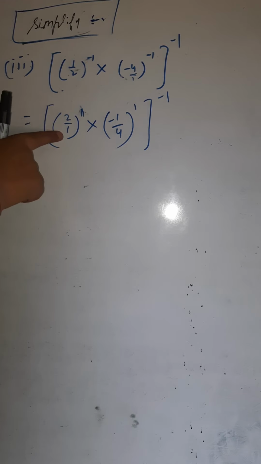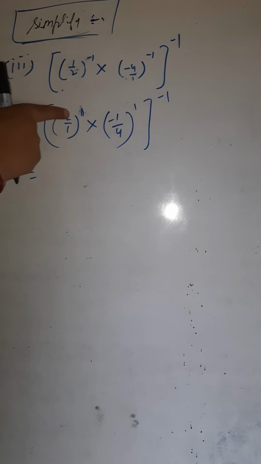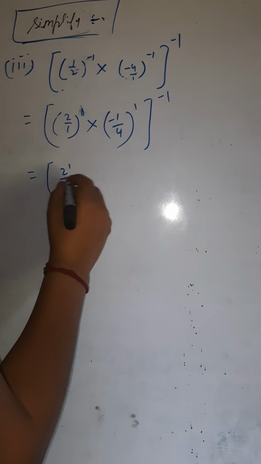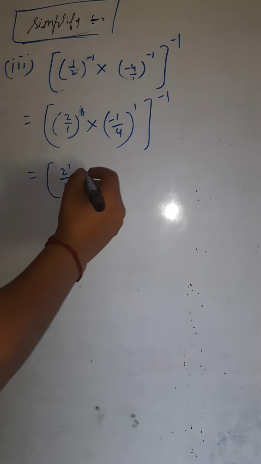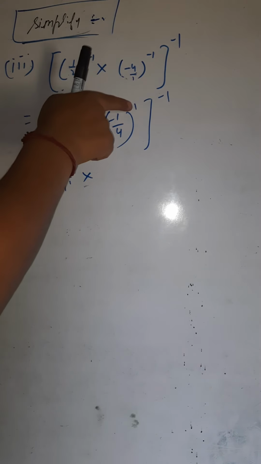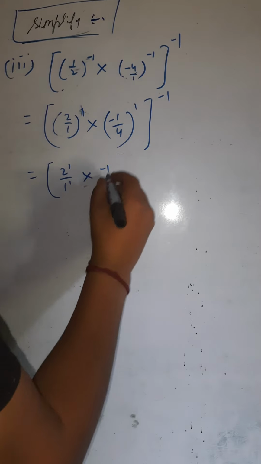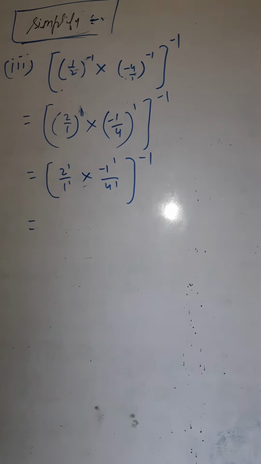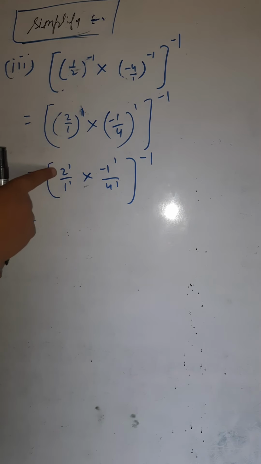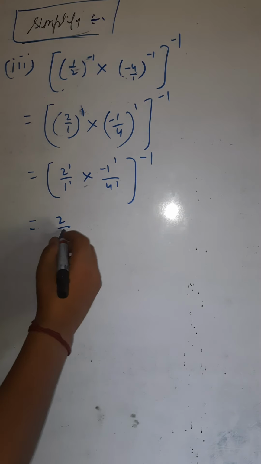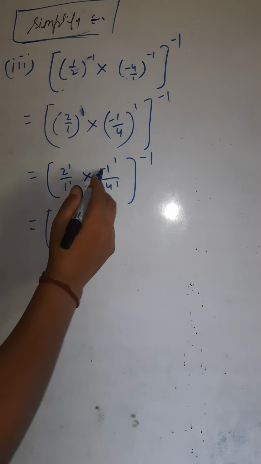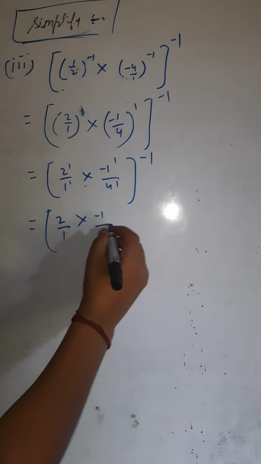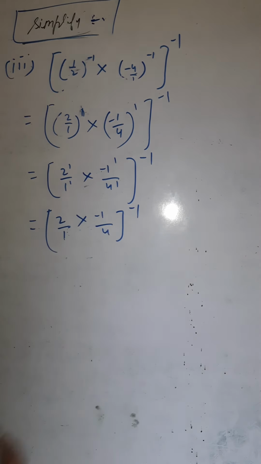If you see 2 by 1 whole raised to the power 1, this power is to be distributed between numerator and the denominator. So I can write it as 2 raised to the power 1 divided by 1 raised to the power 1, multiplied by. Similarly here, this whole power again is to be distributed. So I can write it as minus 1 raised to the power 1 divided by 4 raised to the power 1. Again whole raised to the power minus 1 is there. Okay. So now 2 raised to the power 1 means you have to write 2 how many times? 1 time. Okay. So it can be written as 2 by 1 multiplied by minus 1 raised to the power 1, only one time you have to write this, minus 1 by 4, only one time you have to write, whole raised to the power minus 1 is there.